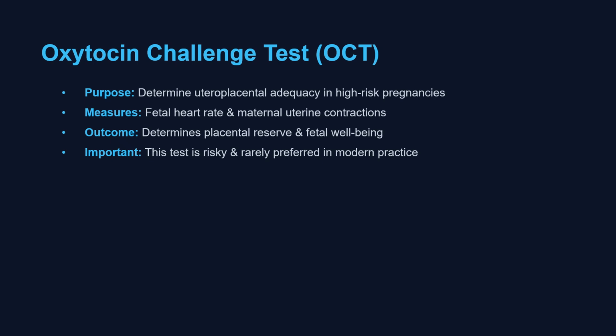The oxytocin challenge test is nowadays not used in the clinical setting. It is one of the tests, done to determine uteroplacental adequacy. Majorly this test is done for high-risk pregnancy patients alone, such as late pregnancy or those with comorbid diseases. During this test, we check whether the fetal heart rate becomes high.